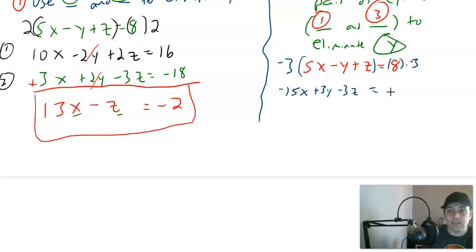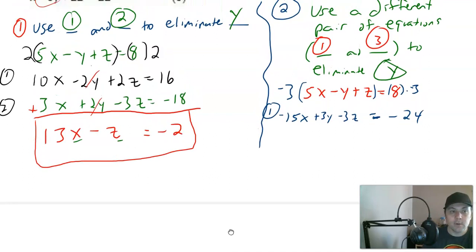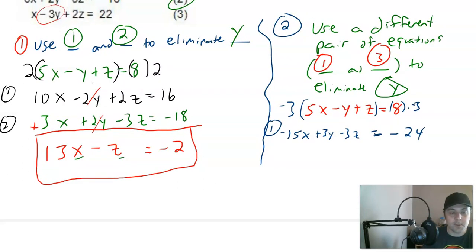Okay, equals negative 24. All right, so that is the first equation again, modified so that it will work out with the third equation. But the third equation, we are just going to copy down up here, and we don't have to make any modifications to it. It's ready to go. So we're going to copy that down. x minus 3y plus 2z equals 22. All right, so that's equation number 3. We didn't have to make any changes to it.